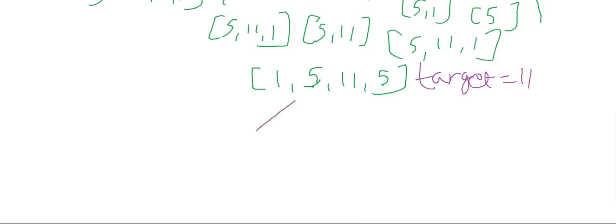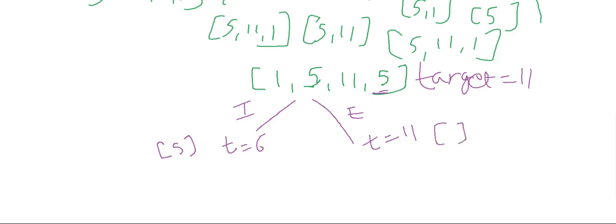So now here I'm going to start with this first element 5. So I'm going to include and exclude, right? If I include this 5, what happens to my target? I need to subtract this 5 from the target, right? So now the target remaining will be equal to 11 minus 5, which is 6. And if I exclude, my target is still 11, right? And here my subset has 5, and here my subset is empty, right?